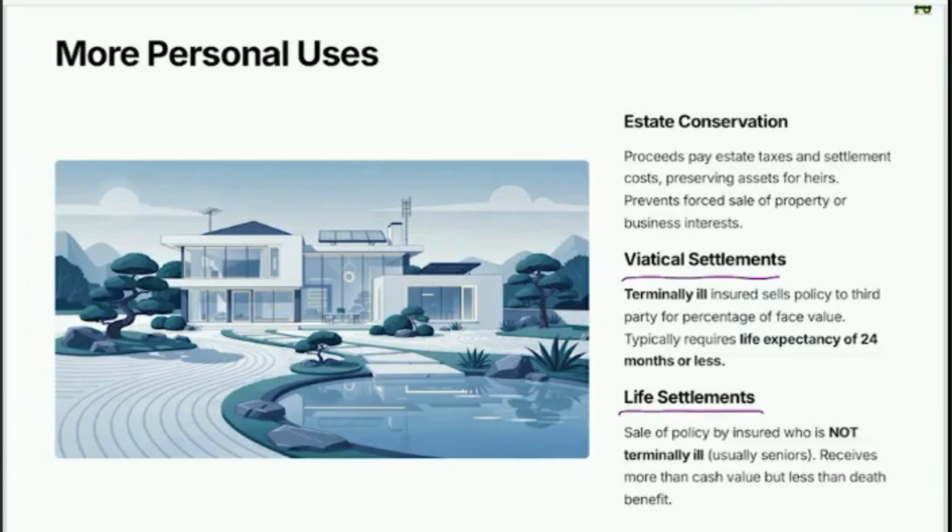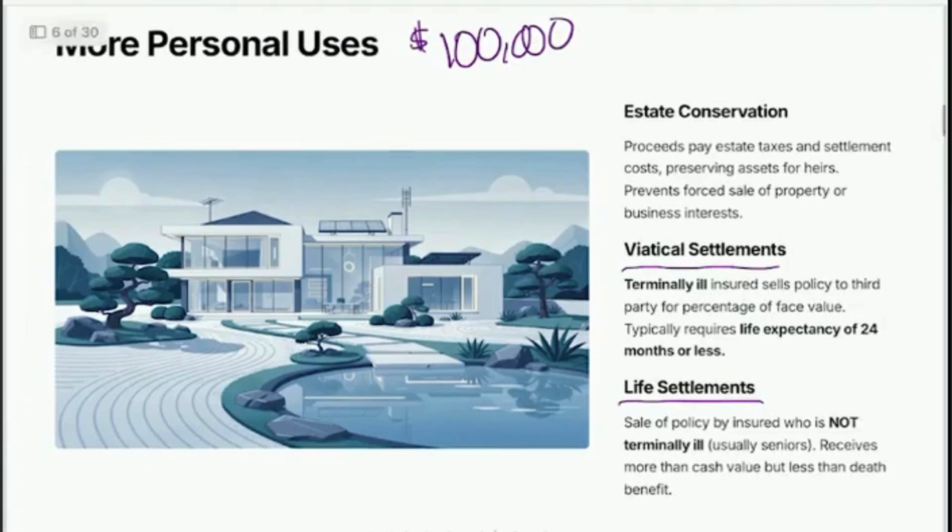So let's say that somebody had a $100,000 policy, but they've just found out they've got 8 months to live. They may cash it out for $70,000 so that they can take care of some things before they pass away, or maybe get into some trial study, pay medical bills, things like that.